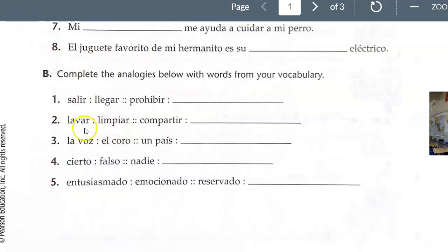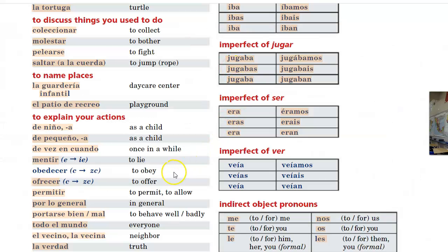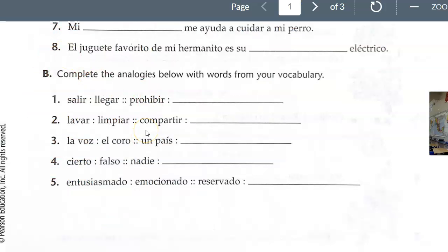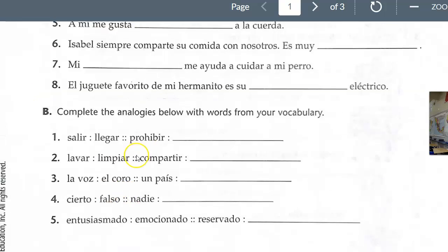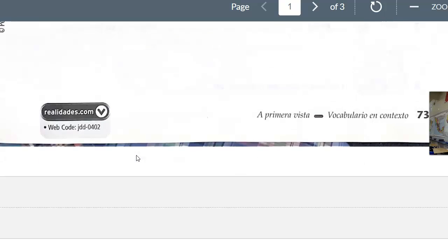So you get the idea. Lavar is to wash. Limpiar is to clean. Compartir is to share. So we're looking for something that's more or less synonymous with sharing. Let's take a look. Ofrecer would be to offer. Looks like that would fit. But definitely a verb there for number 2. So complete the analogies. This is all vocab, page 73.